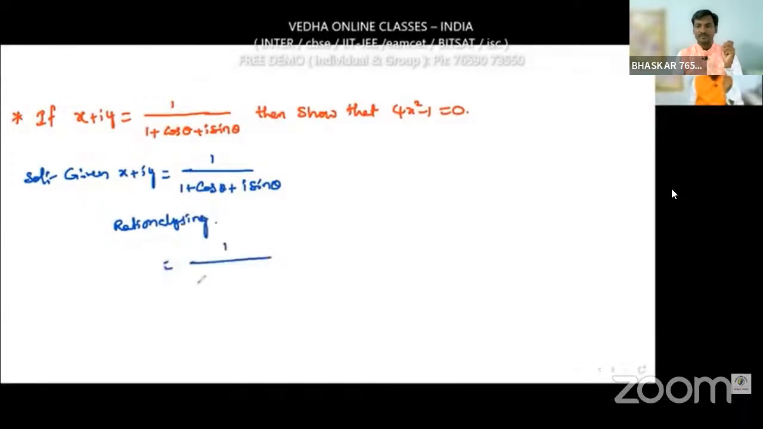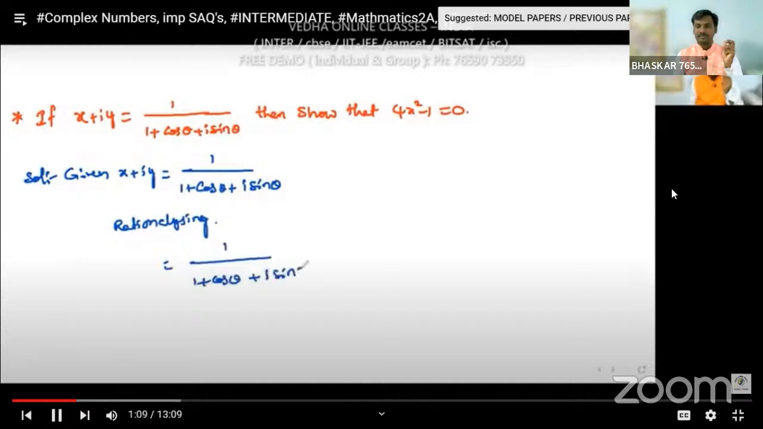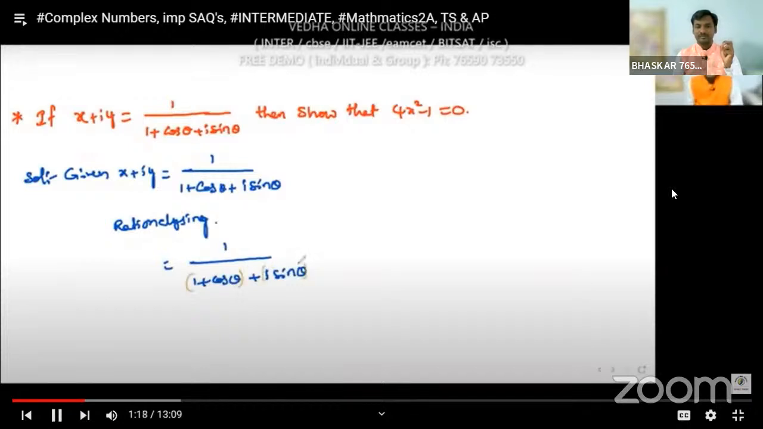Here we have 1 plus cos theta plus i sin theta. 1 plus cos theta is the real part, and i sin theta is the imaginary part. Between the real and imaginary part we may have plus or minus; change the sign, and that is the conjugate. We multiply and divide by the conjugate.